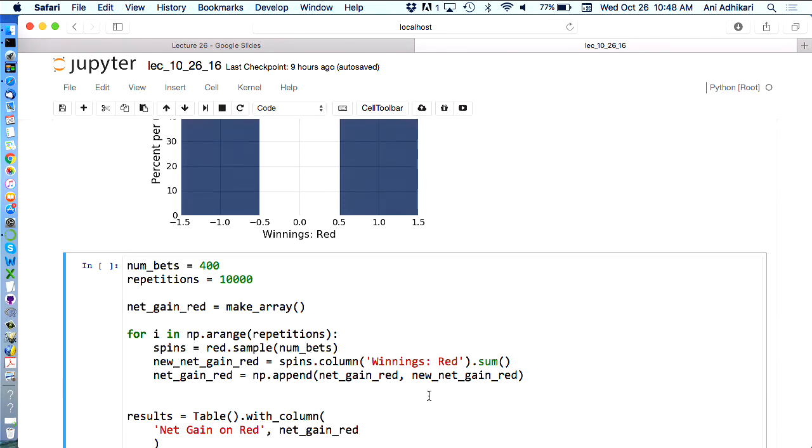I'm going through this in detail. Subsequently, we'll have 10 more like this, and we won't go through those at all, right? Because they're exactly the same. You just change what you are calculating there. Okay, so at this point, you are done. At this point, net gain on red has 10,000 elements, each of which is a net gain. I'm just collecting that on a table here.